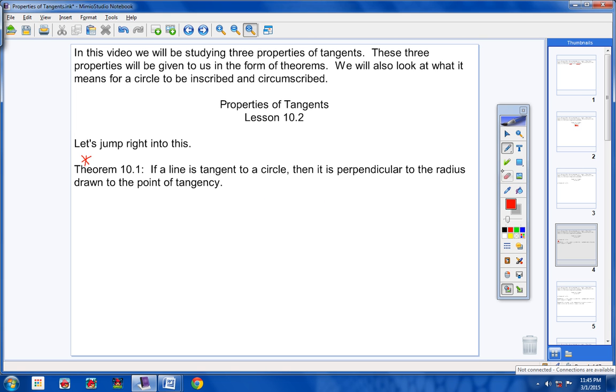If a line is tangent to a circle, then it is perpendicular to the radius drawn to the point of tangency. Alright, here we go.